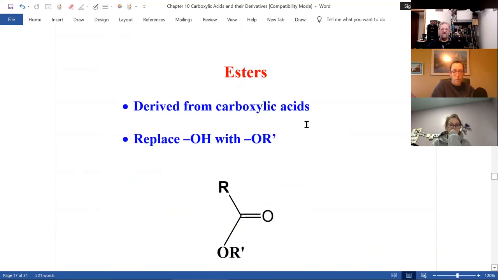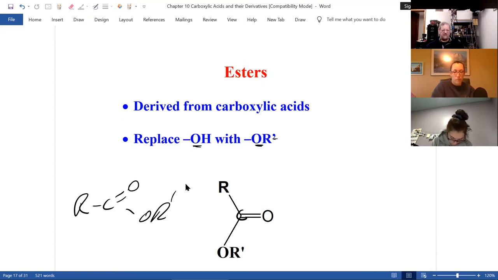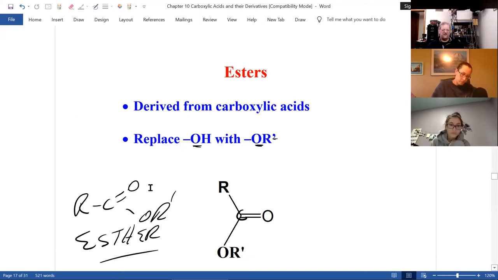Esters are derived from carboxylic acids, and that's where you replace the hydroxyl group with OR prime. And that's an ester. I wonder how they came up with names, functional group names. Some Saturday or Sunday when I have nothing better to do, I'm going to check it out on the internet. They have it.